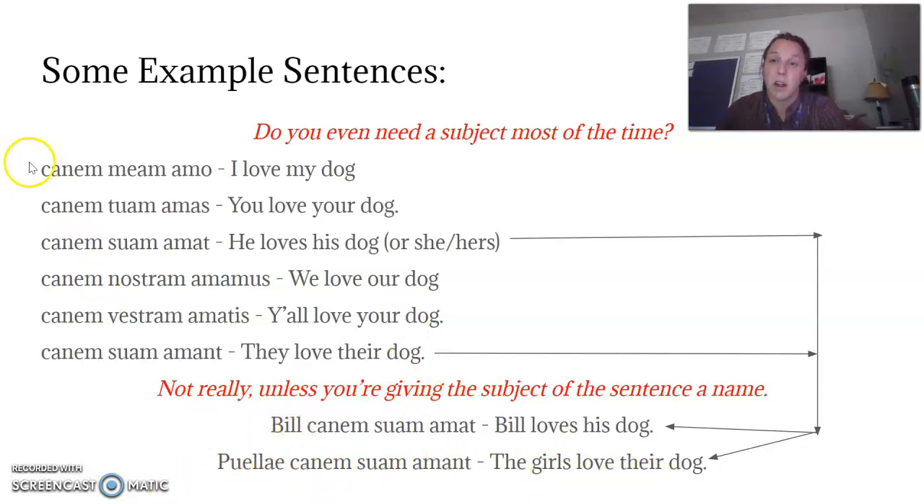You can also see ego or tu or nos or vos in actual Latin. You would only really see those if they were really trying to emphasize it. If it's like, I own this house, it would be ego habeo. Right? You really want to emphasize that I do it. Or you did this. Tu es stultus. You are stupid. Sed non stulti sunt.